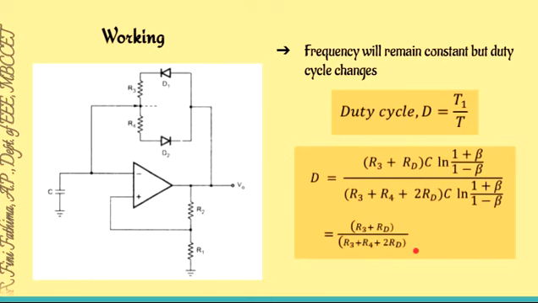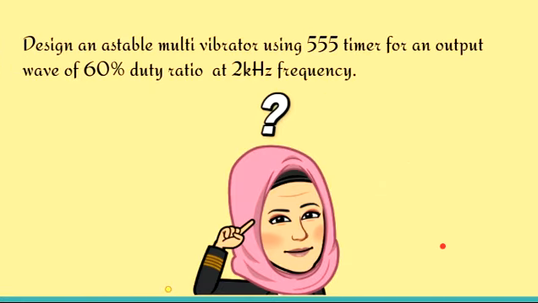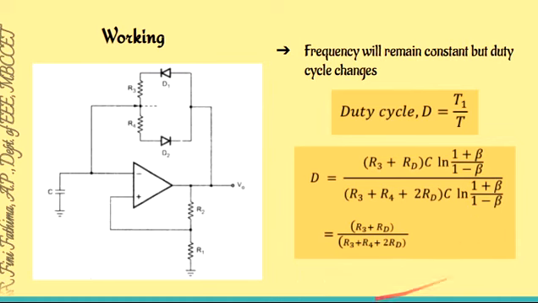Okay, now if we are asked to find out 60% duty cycle, then this is equal to 0.6. Then we should design, we know the resistance of a diode, we can even neglect it, then we can take it as R3 divided by R3 plus R4, and we can put a certain value for R3 and design for R4. Okay, so this is how we design an astable multivibrator with different duty cycle. We have to find out the duty cycle first.